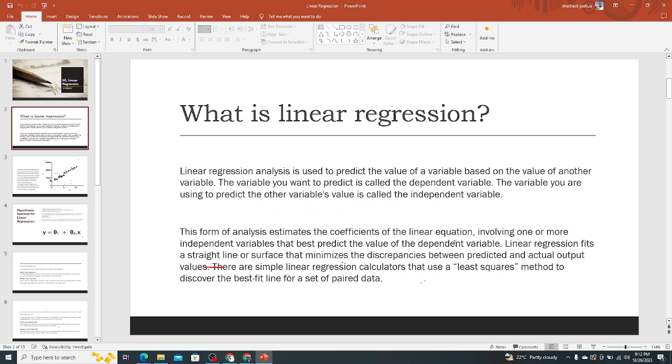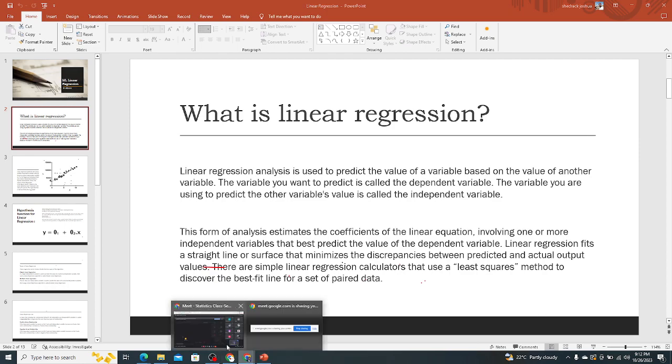Okay, we are going to use Excel to determine the equation, or the line of best fit. Okay, to determine the line of best fit.